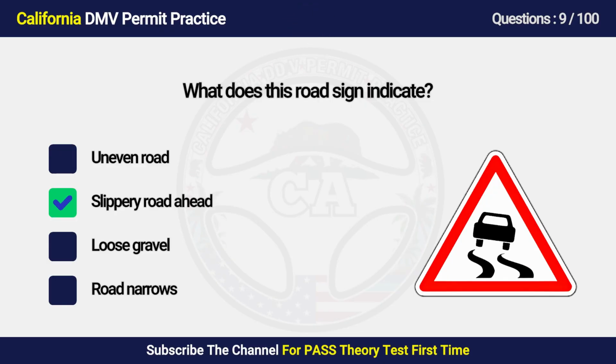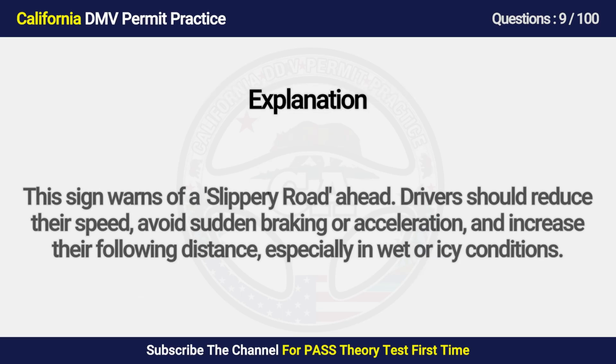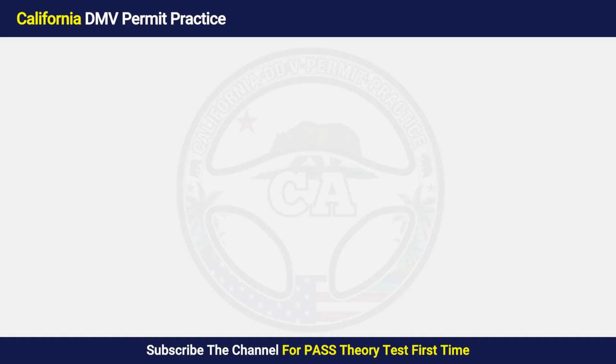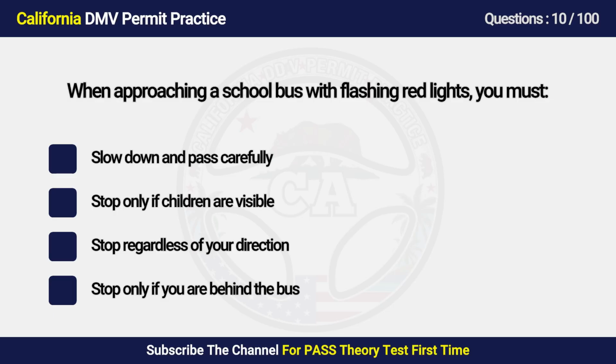Answer is B. Slippery road ahead. This sign warns of a slippery road ahead. Drivers should reduce their speed, avoid sudden braking or acceleration, and increase their following distance, especially in wet or icy conditions.